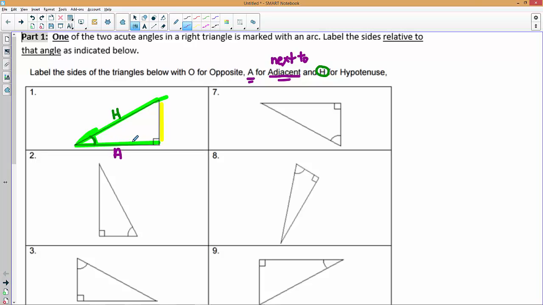Okay, and then the opposite is the far side, the side not touching it. So if you look at the angle kind of facing and pointing this way, see? That's the opposite side to the angle. It's far away from the angle. The adjacent is close to the angle, and the H is always the H.